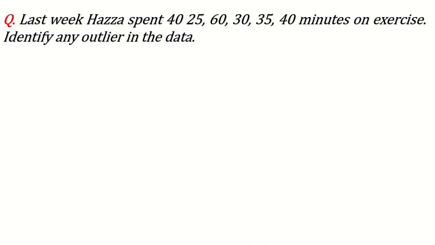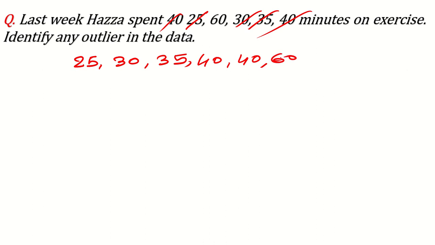Now another question can be: last week Hazai spent 40, 25 and so on, these many minutes on exercise. Identify any outlier in the data. Now you see, first you write the numbers in ascending order, that is 25, then 30, then 35, then 40, 42, and then 60. Now for the outlier, it seems that all the numbers are almost close to each other, but 60 is not. 60 is a little away from all those numbers. So it seems so, but we will not guess. We will try to find it by the proper method.